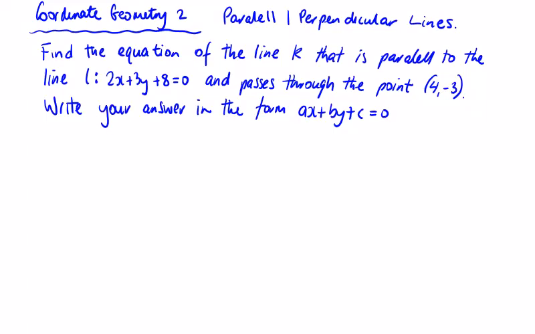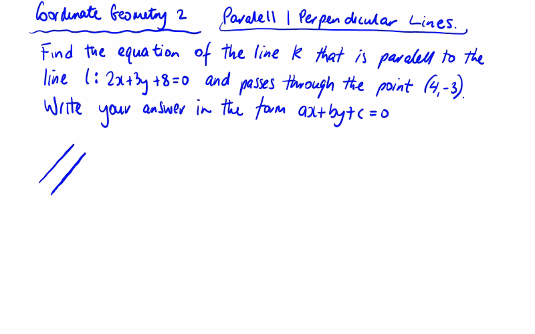In coordinate geometry 2, we look at parallel and perpendicular lines. So you guys know train tracks are parallel, or parallel lines are such good friends they never meet, but they do have one thing in common, which is what we need for this question.